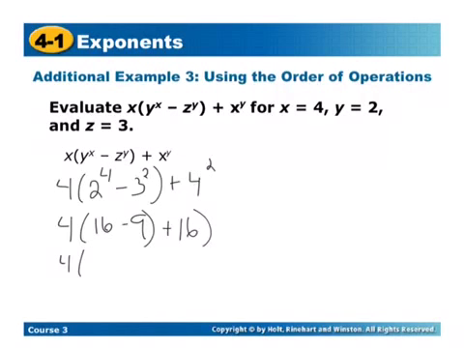We're going to do our parentheses, 16 minus 9, it's going to be 7, plus 16. 4 times 7 is 28, plus 16 gives us a final answer of 44.